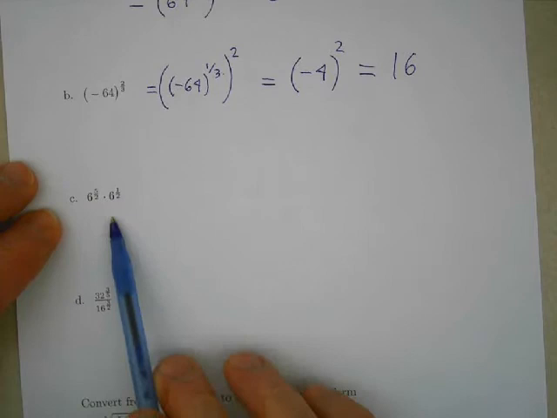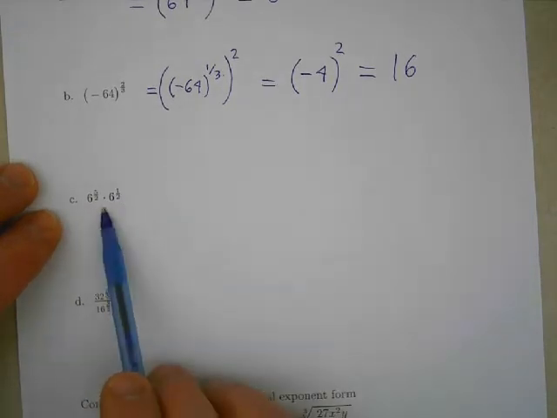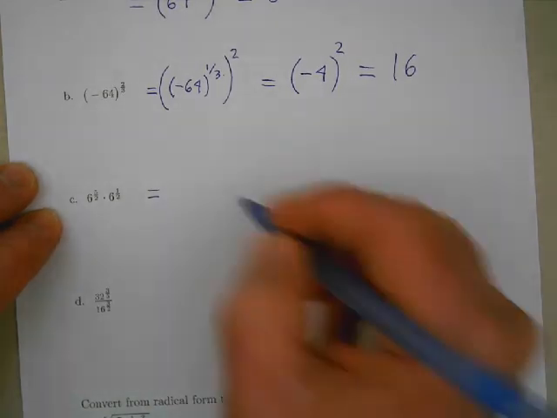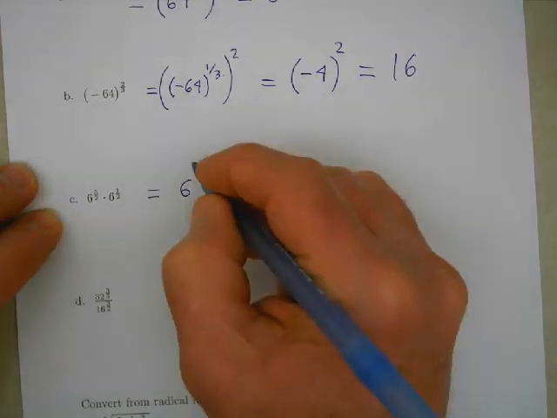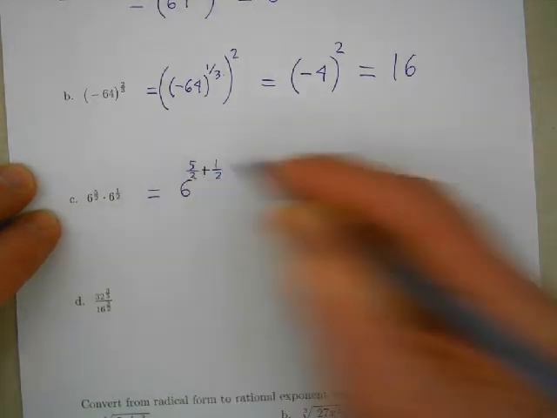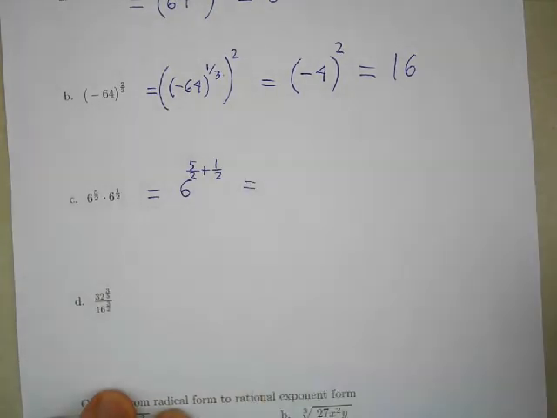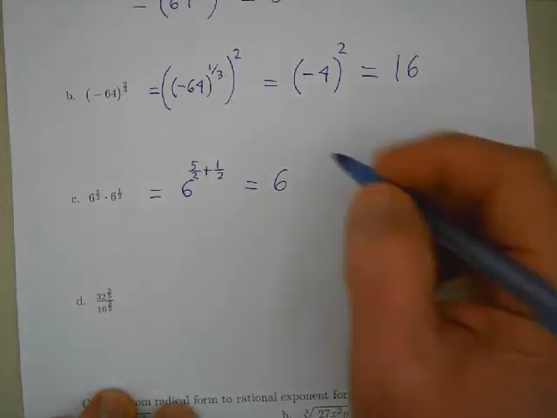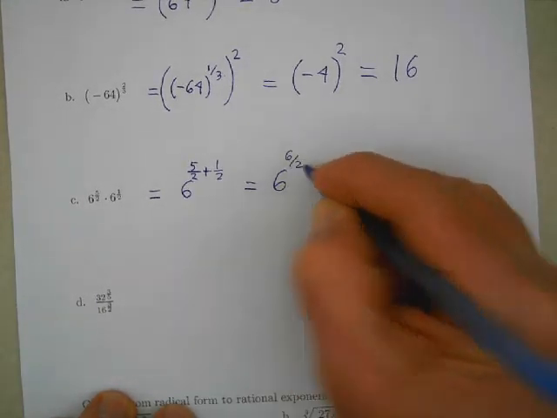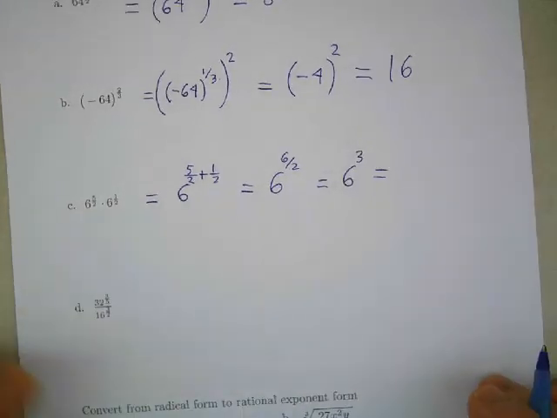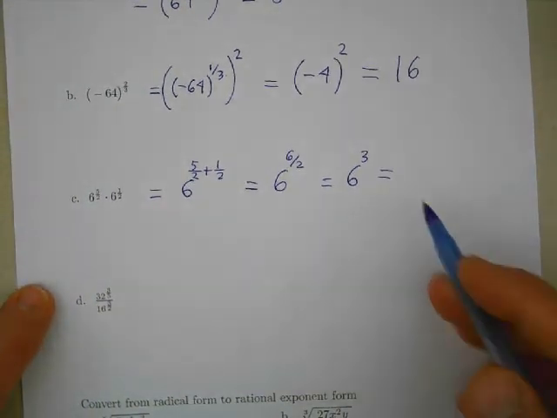Okay, in the next example, we're multiplying two terms that have the same base, 6, and so one of the properties of exponents says that we can write the base and add the exponents. So 6 to the 5/2 plus 1/2. And we can easily add 5/2 and 1/2, so we can write this as 6 to the 6/2, but 6/2 is 3, so this is 6 to the 3rd. And 6 to the 3rd is just 6 times 6 times 6, which is 216.